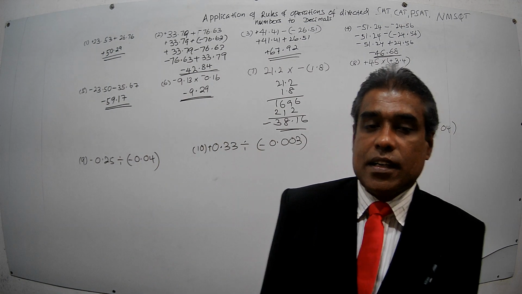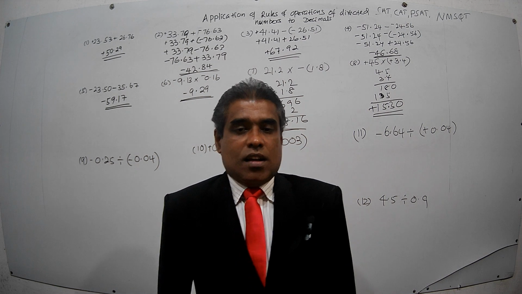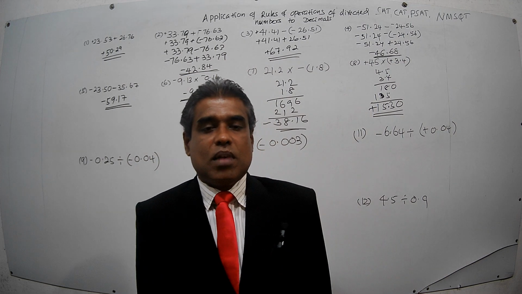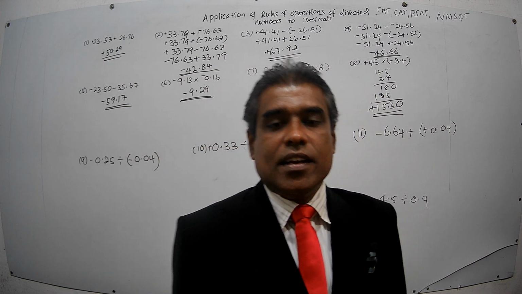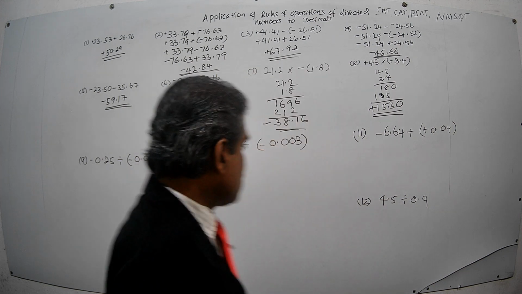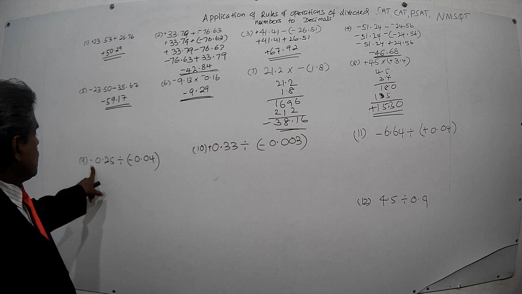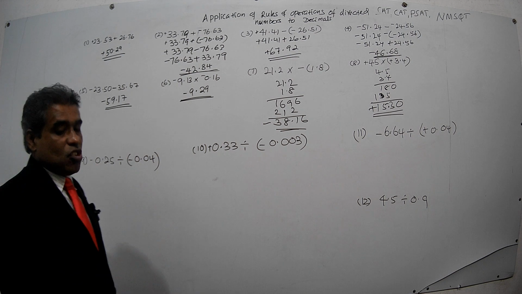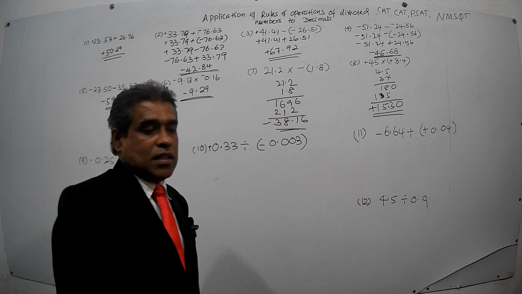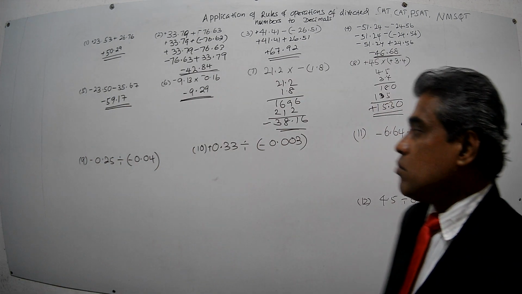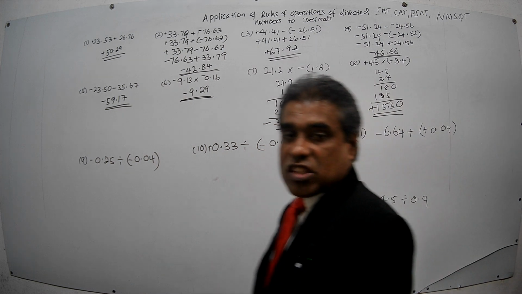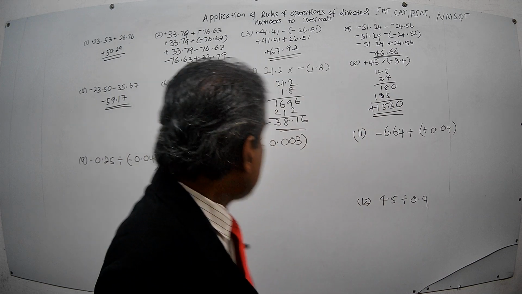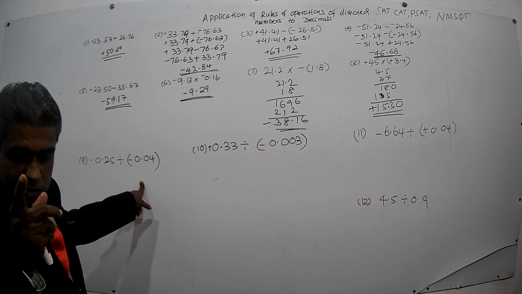Right. Now here, what is the rule of dividing directed numbers? When two numbers of the same sign are divided, the answer is always positive. But when two numbers of different signs are divided, the answer is always negative. Now, in this case, one number is minus 0.25, the other one is negative 0.04. Both have the same sign, negative, negative. Therefore the answer must be positive, right?